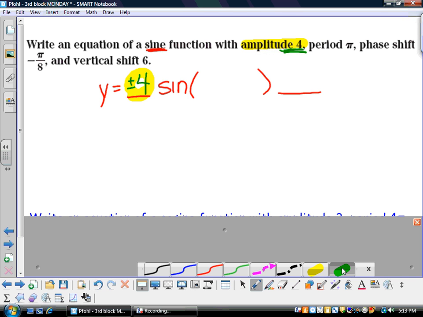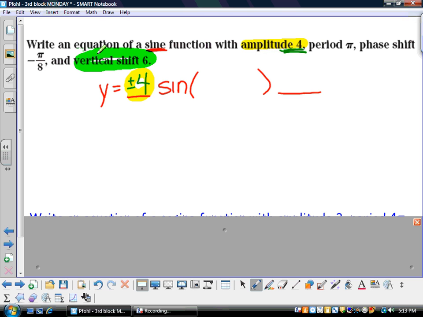The next part I like to take care of is the vertical shift, the number on the outside. The vertical shift is 6, so I'm going to add a plus 6 to the outside.